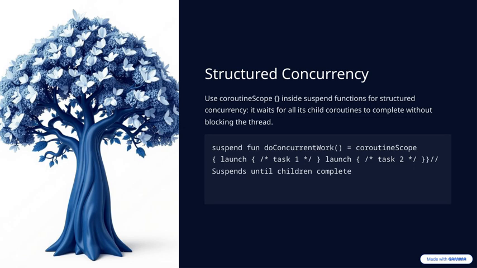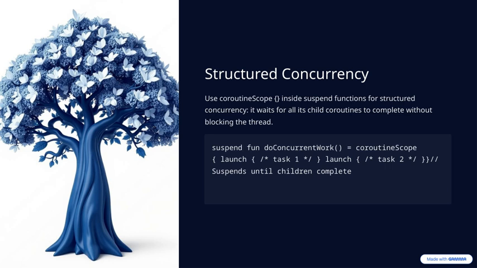This construct ensures that all the child coroutines launched inside it are completed before the scope itself finishes. It's important to note that coroutine scope waits for all its child coroutines to complete, but it does so without blocking the thread, which keeps our application responsive.